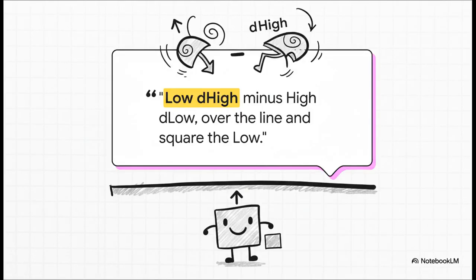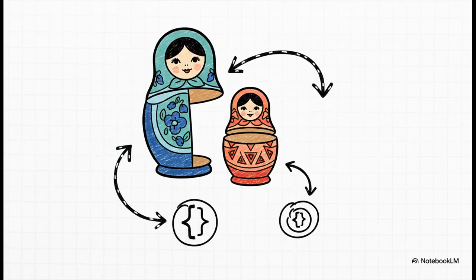And what about division? Yep, there's a rule for that too, the quotient rule. The formula itself can be a real pain to remember, so some genius mathematician came up with this awesome little rhyme to help out. Low d high minus high d low over the line and square the low. Say it out loud a few times, and I promise it'll get stuck in your head. It's a lifesaver.